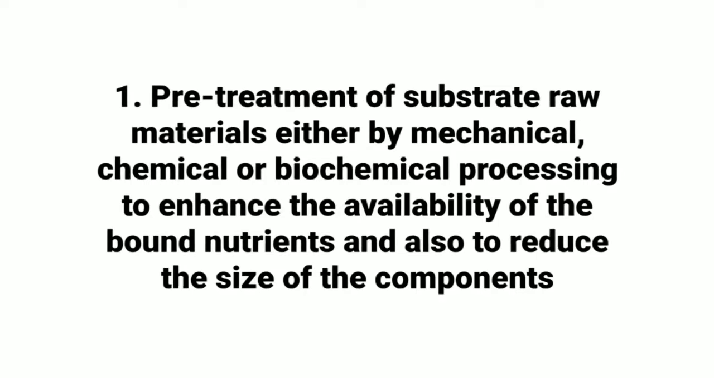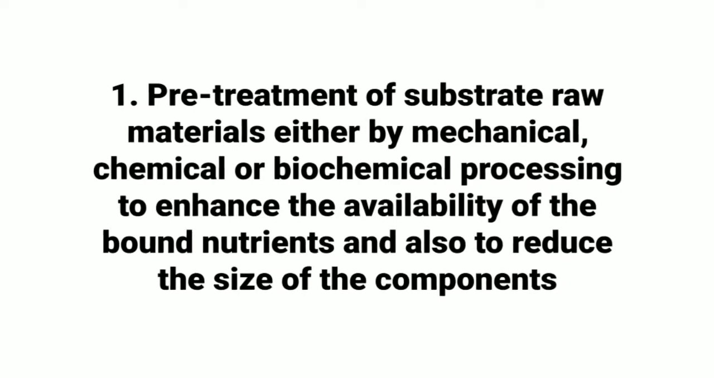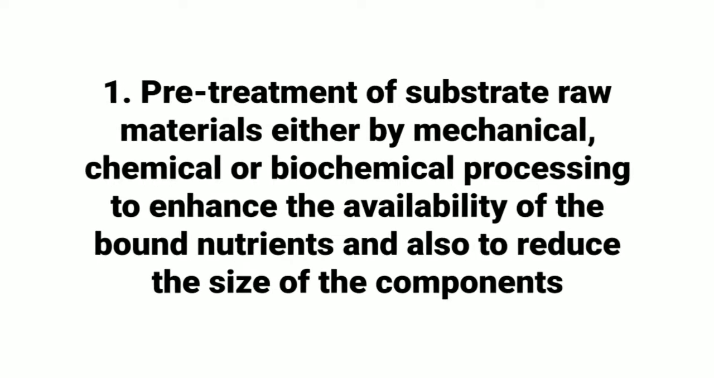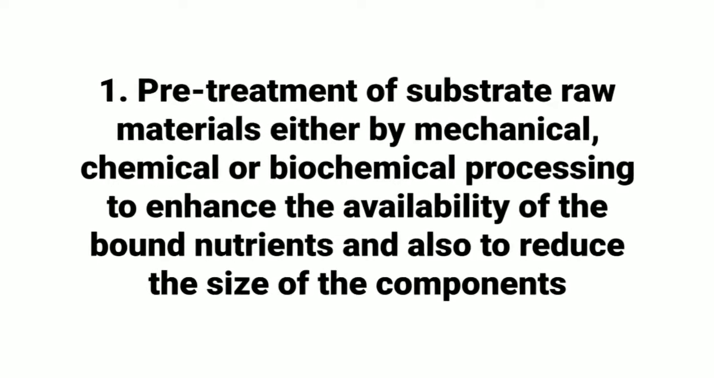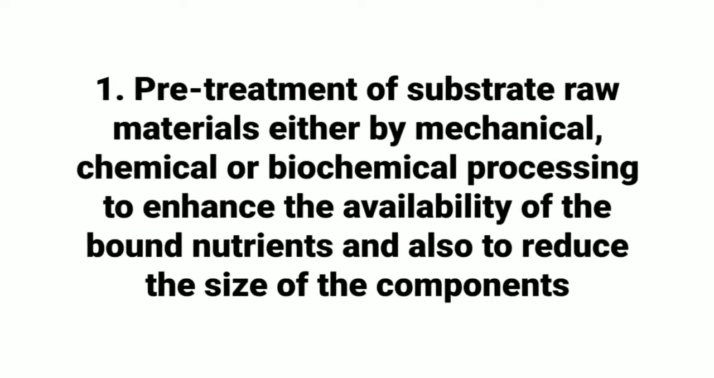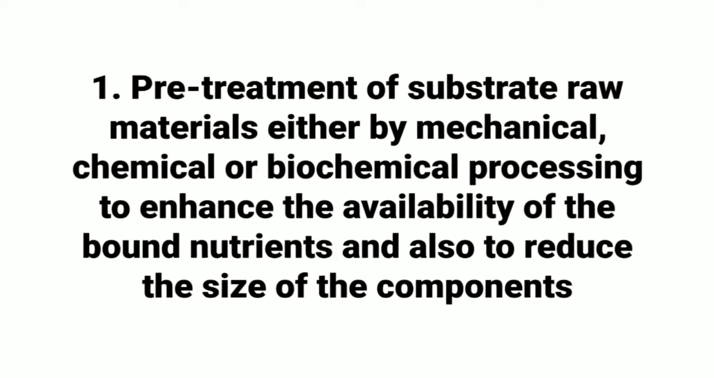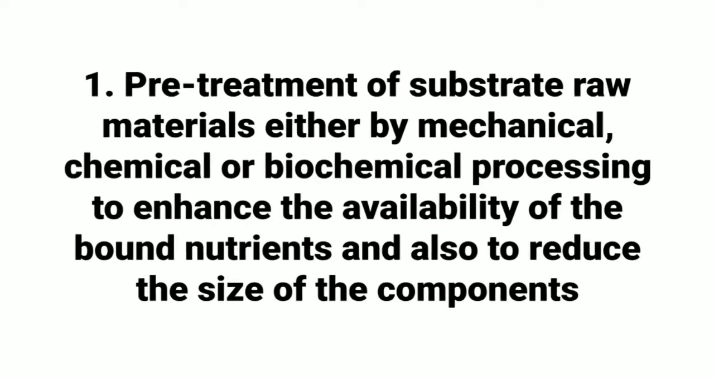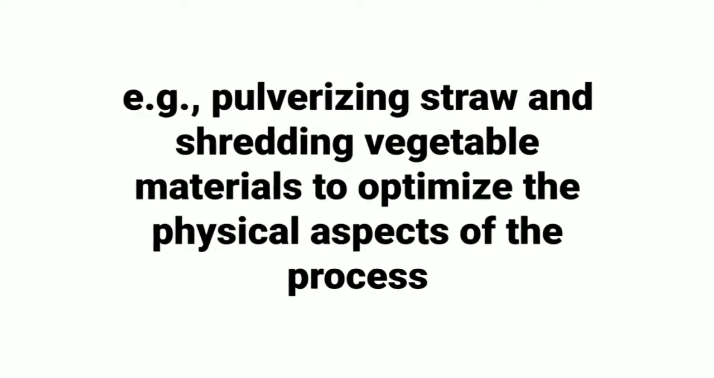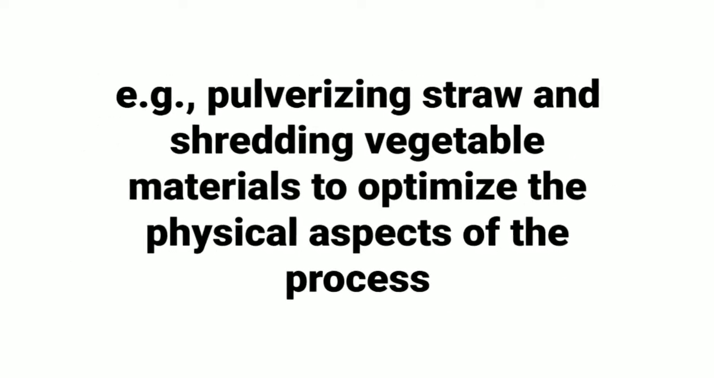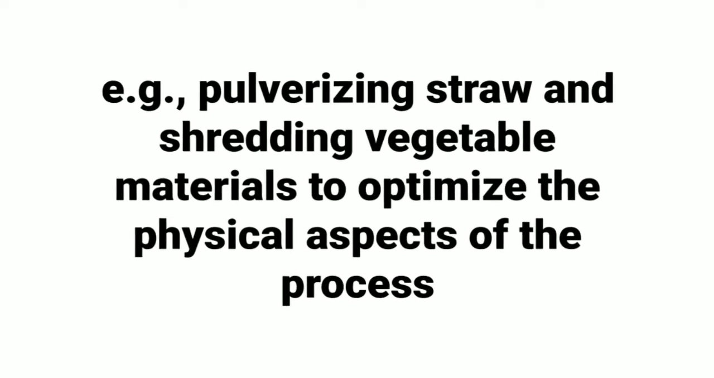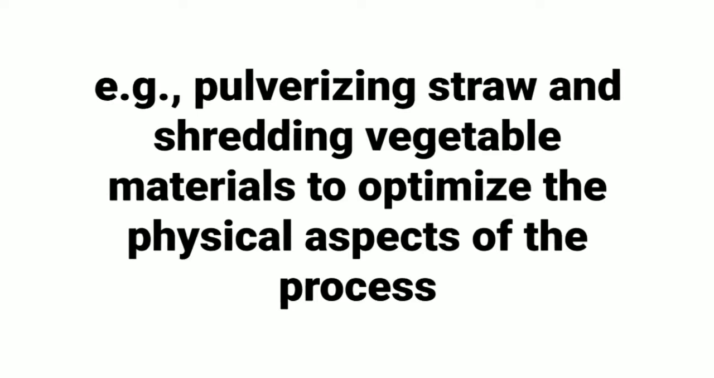Steps in solid state fermentation are: first one, pre-treatment of substrate raw materials either by mechanical, chemical, or biochemical processing to enhance the availability of the bound nutrients and also to reduce the size of the components. Example, pulverizing straw and shredding vegetable materials to optimize the physical aspects of the process.